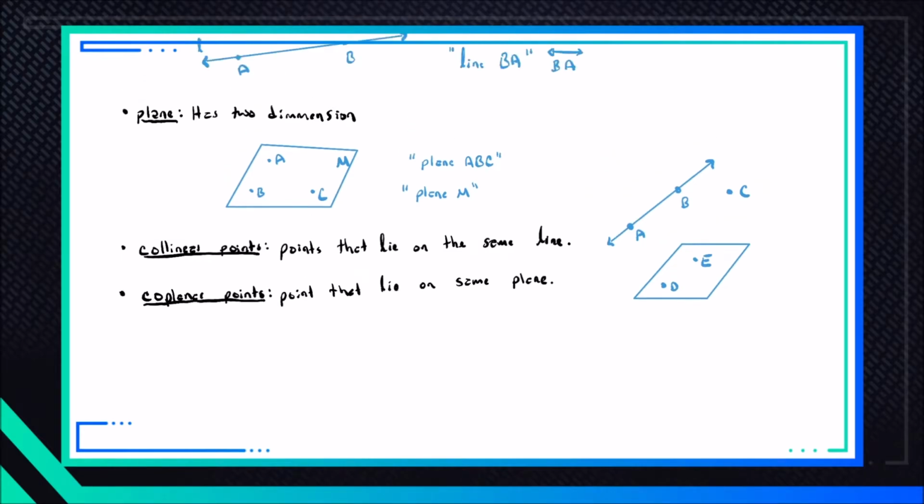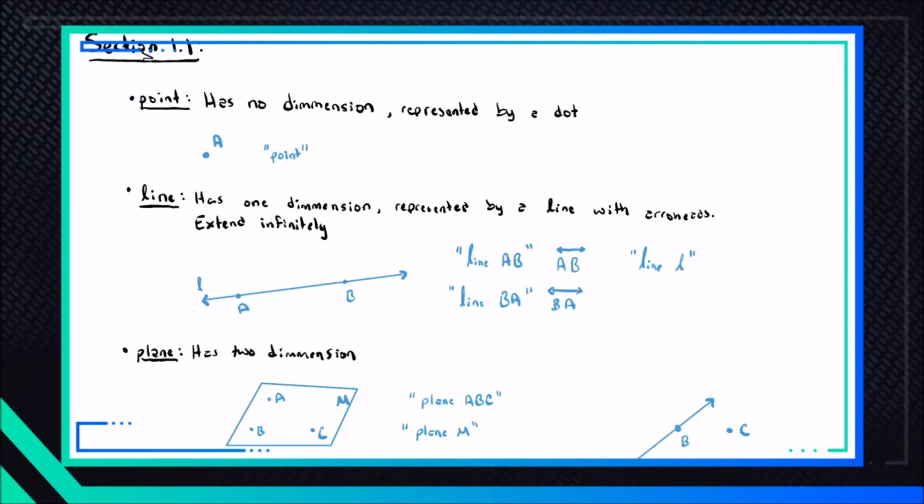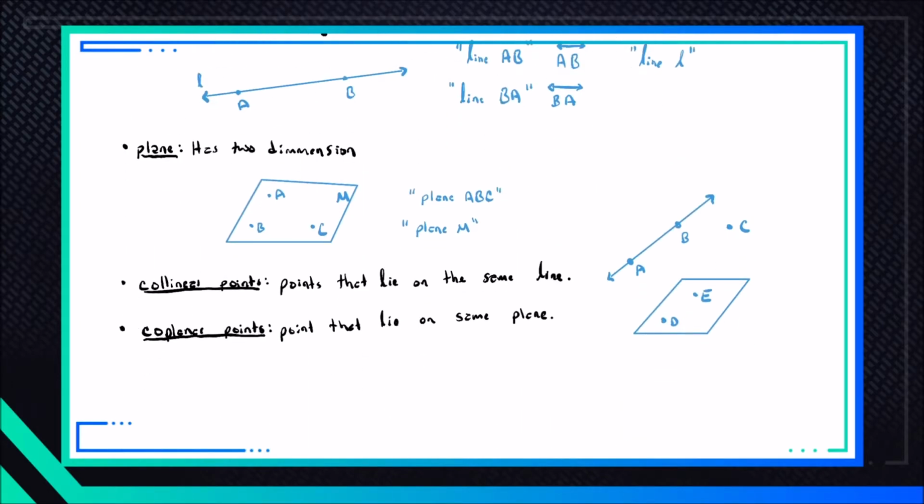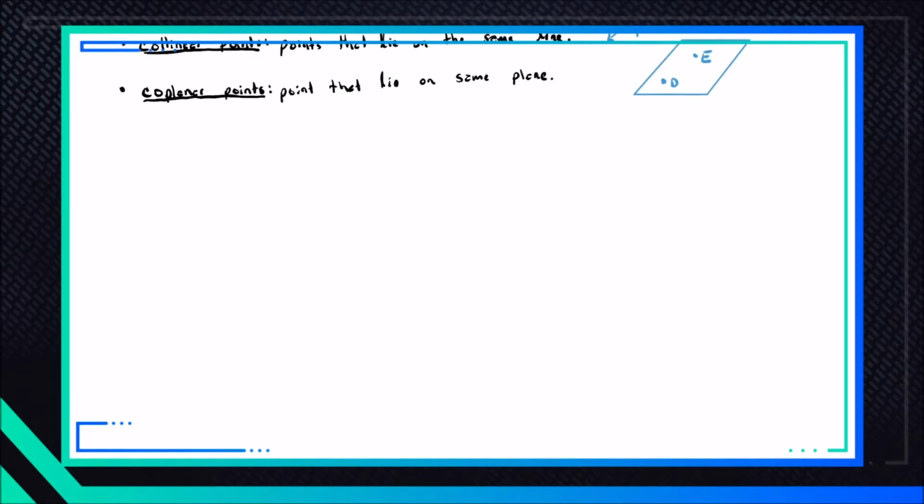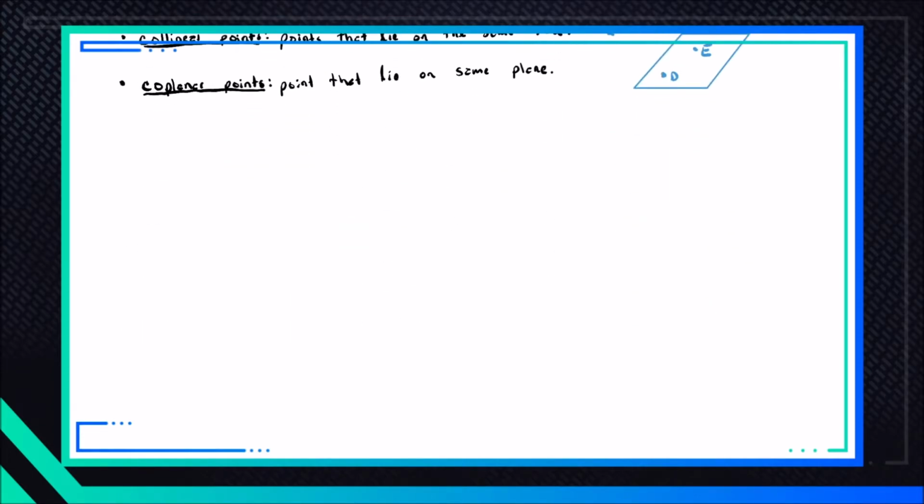All right, so now that we have the definition of a point, the definition of a line, the definition of a plane, and collinear and coplanar points, we can now do our first example for section 1.1. In our first example, we are going to give some other names for some objects within a plane. So we're going to first draw our plane here.